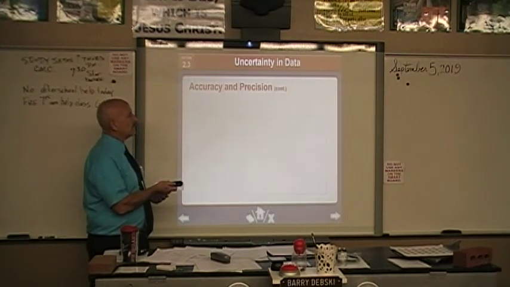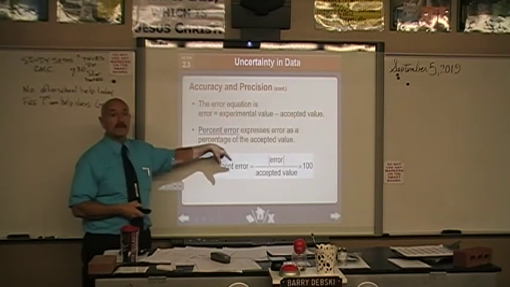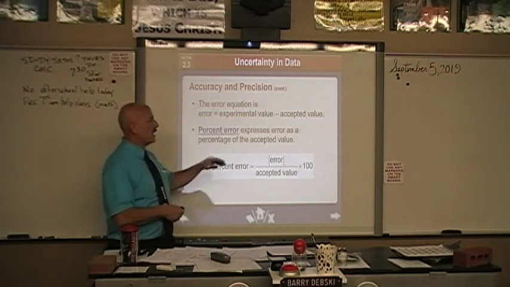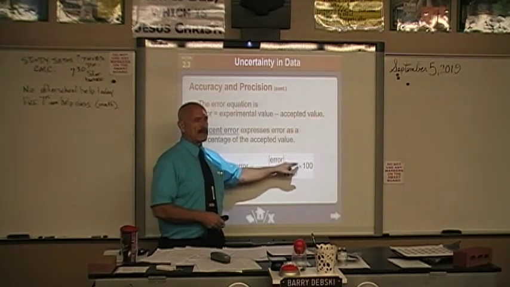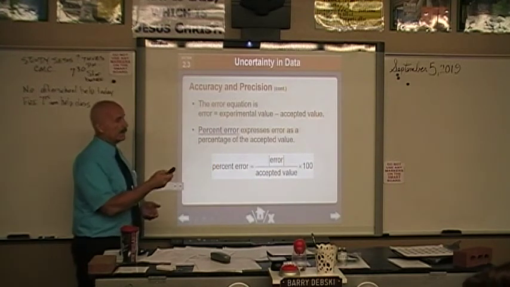And then we talked about the formula for percent error. We want to know this. Okay? I probably won't give it to you. It's something I expect you to have memorized. So it's experimental minus accepted divided by accepted value times 100.